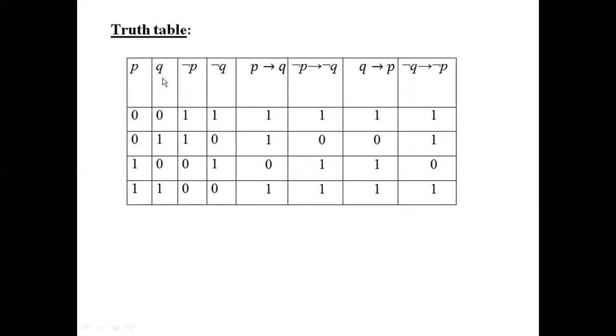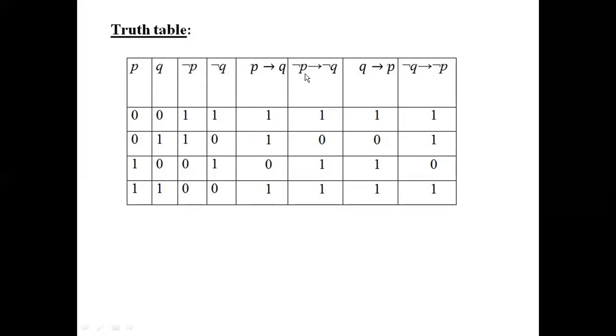P, Q are the propositions for us, which take the truth values 0, 0, 0, 1, 1, 0 and 1, 1. We take negation P and negation Q; we write down the negation of each of the values. Then we will be able to write down P conditional Q. Recall, P implication Q is 0 only when P is true and Q is 0. P conditional Q takes the truth value 0 only when P is 1 and Q is 0. Rest all cases it is 1. This is from the definition of implication or the conditional.